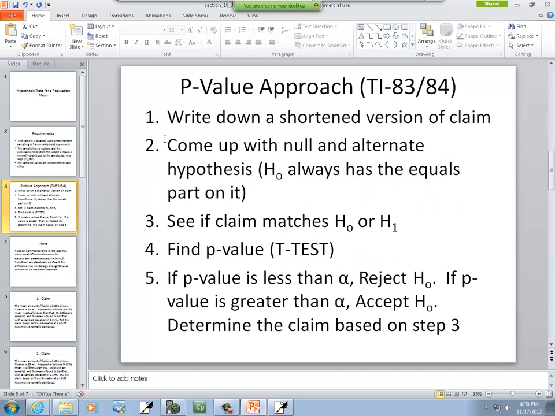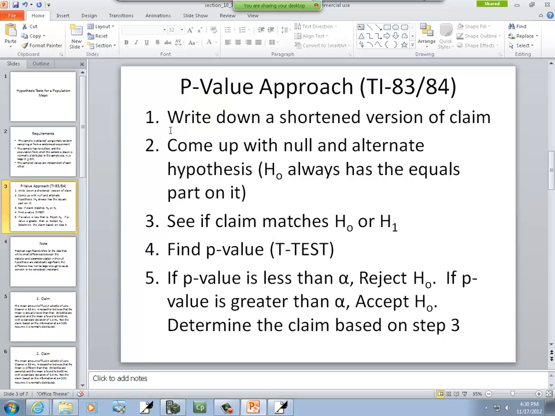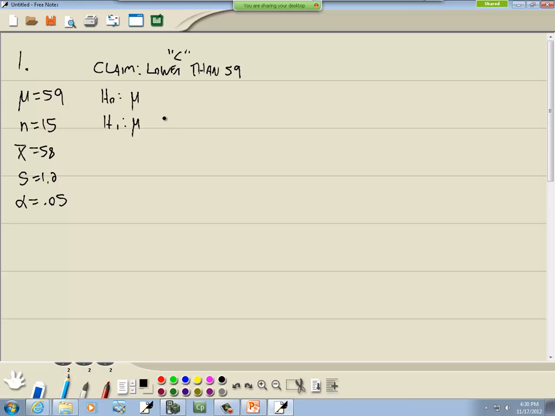Okay, so let's go through our steps. Step 1, write down a shortened version of the claim. Well, we got that. Keep in mind lower than is less than. Now these are mu's, because we're talking about the population mean. Step 2, come up with a null and alternate hypothesis. H0 always has the equal part on it. Well, this will be less than, and this will be greater than or equal to 59.